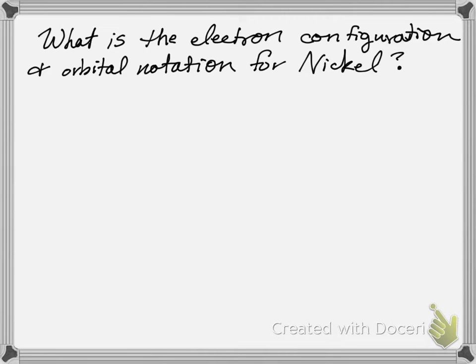So here we go. We're going to start today with a warm-up question, so get out your warm-ups, and I also want you to have a copy of a periodic table. So go ahead and pause the video if you need to, but we're doing a warm-up right now. It says, what is the electron configuration and orbital notation for nickel? Alright, let's get started.